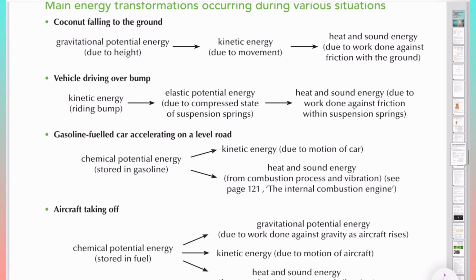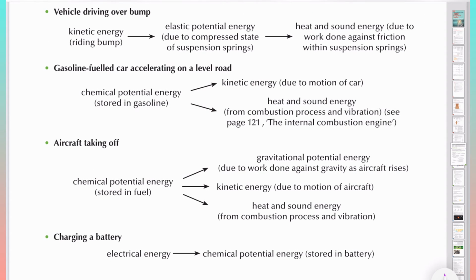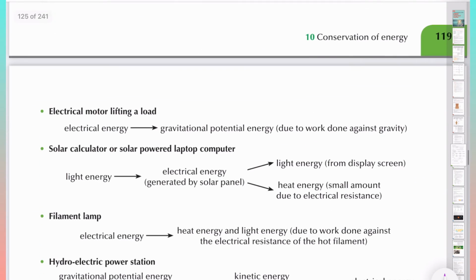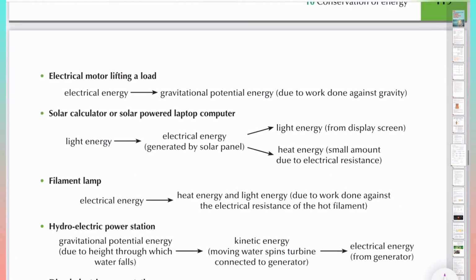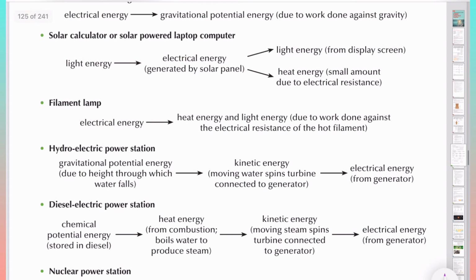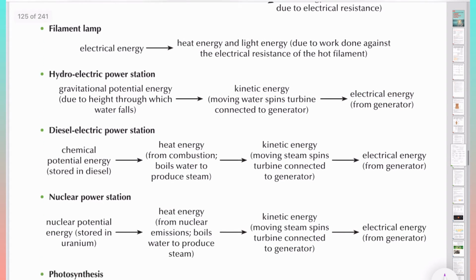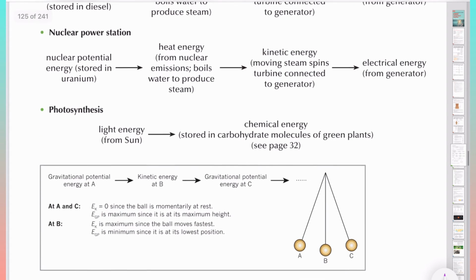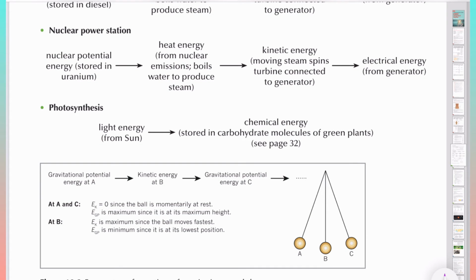So you all can go through the other examples here, which are vehicles driving over a bump, gasoline-fueled car accelerating on a level road, an aircraft taking off, charging a battery, electrical motor lifting a load, filament lamp. All of these are different examples that you can go through.